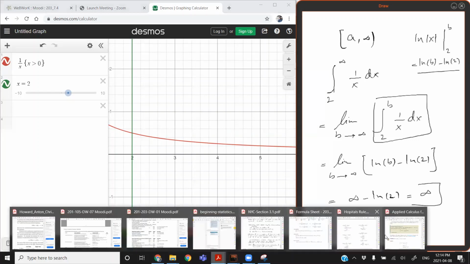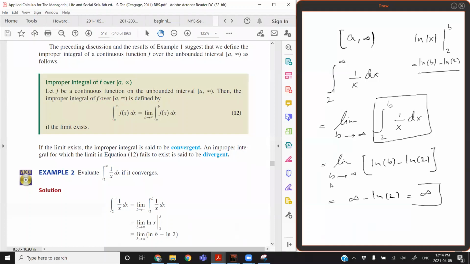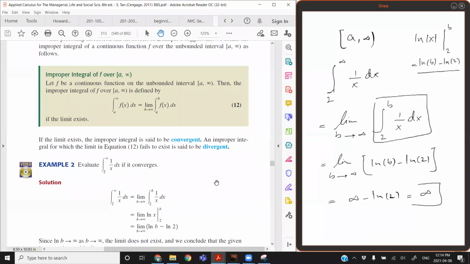Do we understand this second example? Any questions?